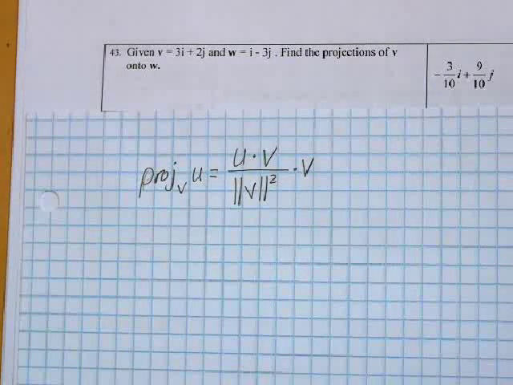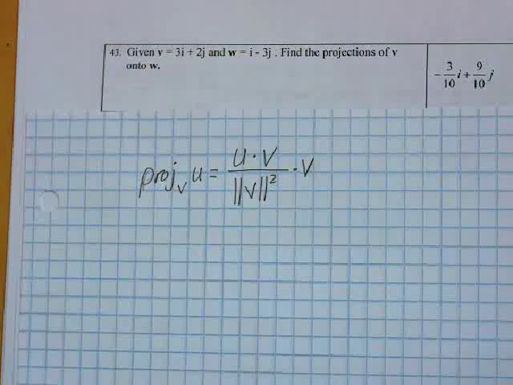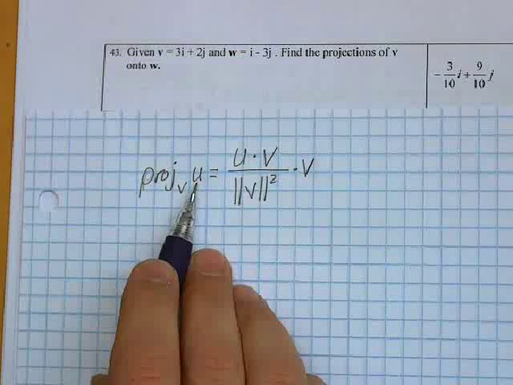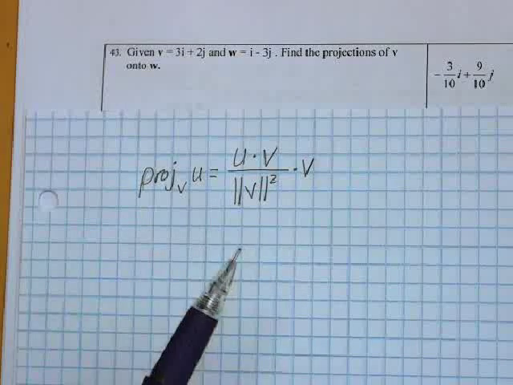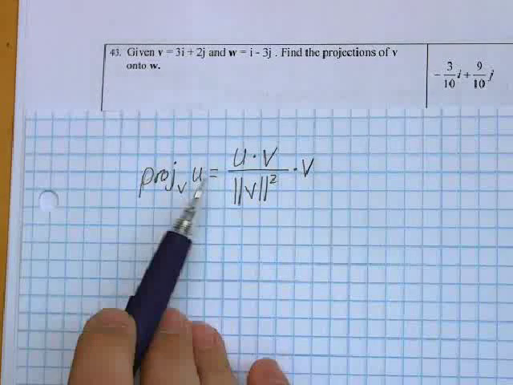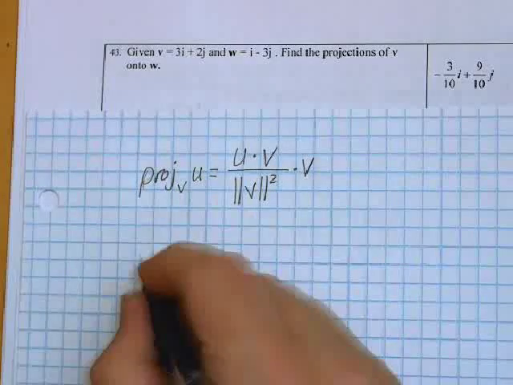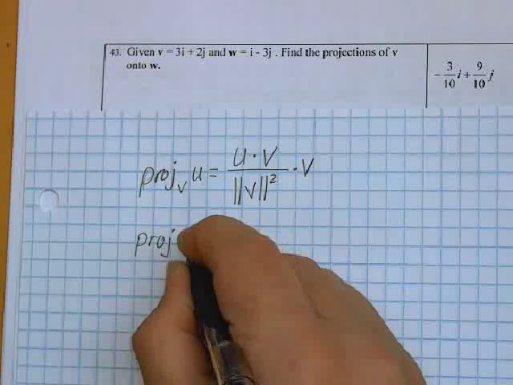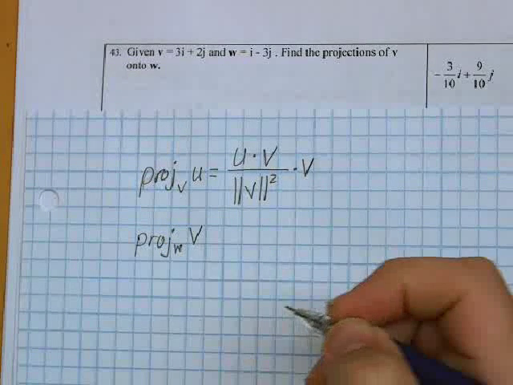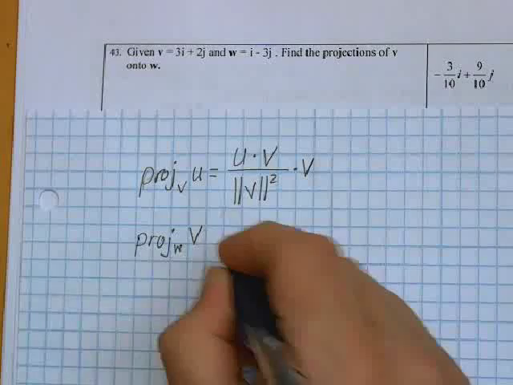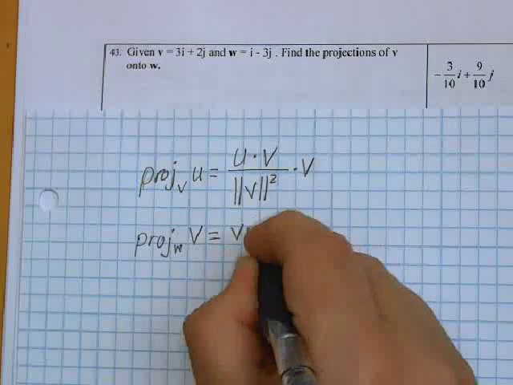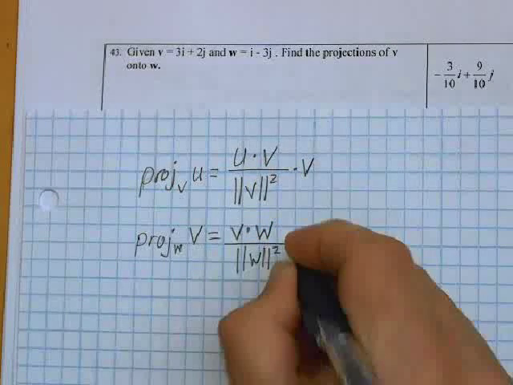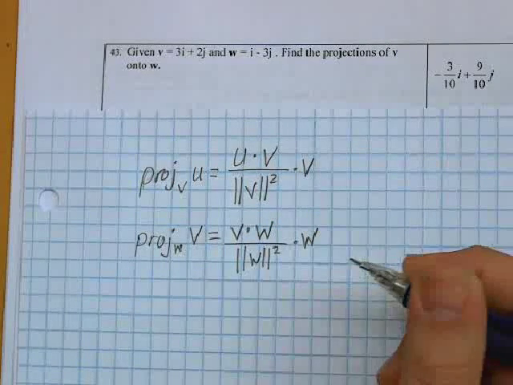So, number 43, we're given two vectors. We want to find the projection of v onto w. So our formula is the projection of u onto v, so you just need to make sure that you keep the variables straight. The v here is not the same as the v here. So let's go ahead and rewrite it as the projection of v onto w. So this is what it would look like. We get v dot w over the magnitude of w squared times the vector w.